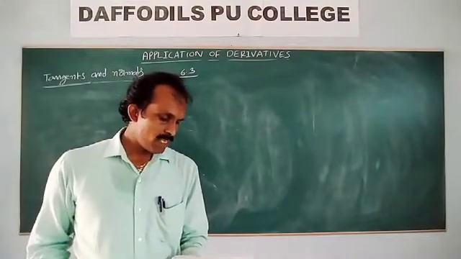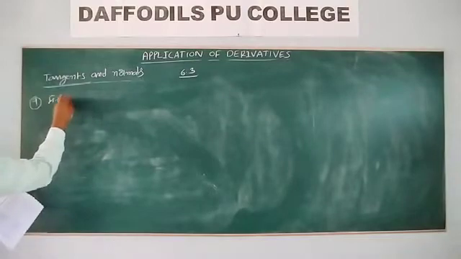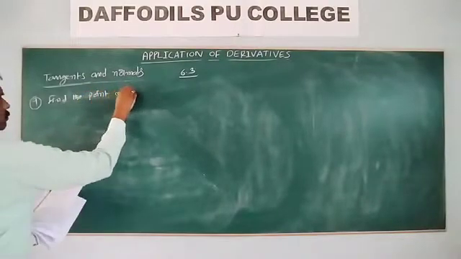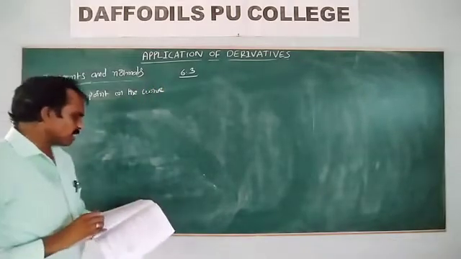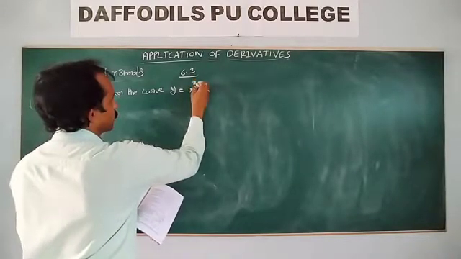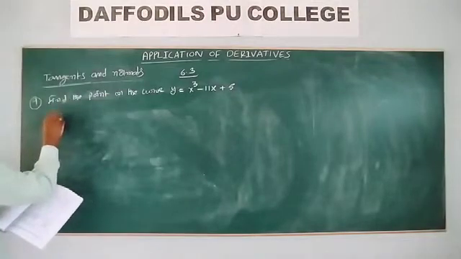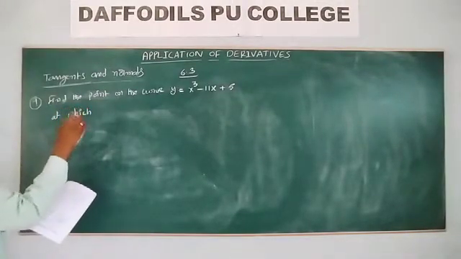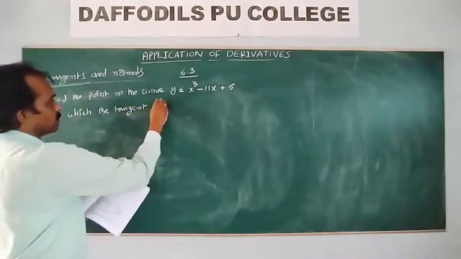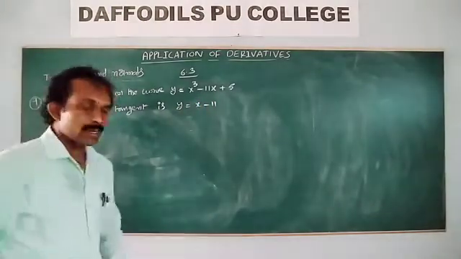Ninth question. Find the point on the curve y is equal to x cube minus 11x plus 5, at which the tangent is y is equal to x minus 11.